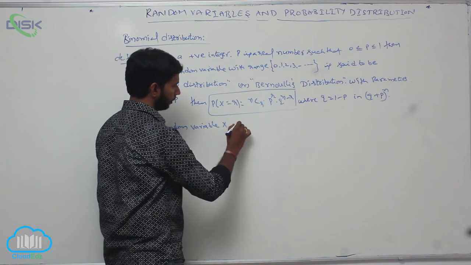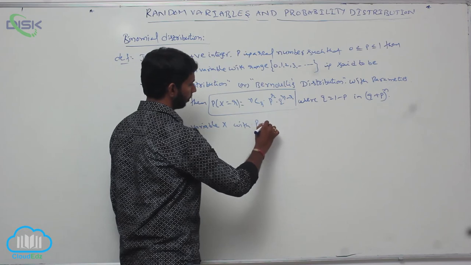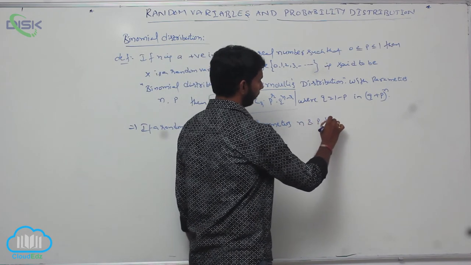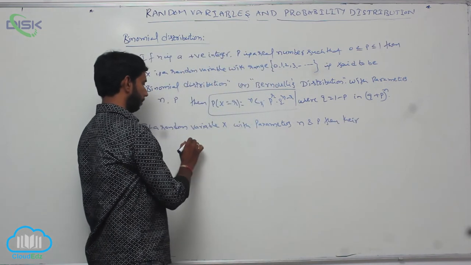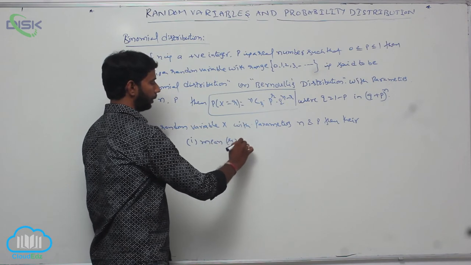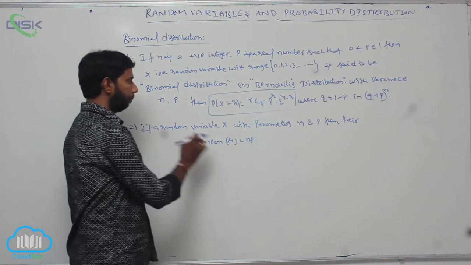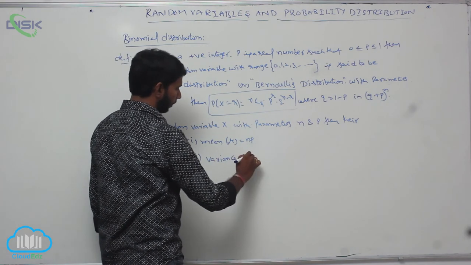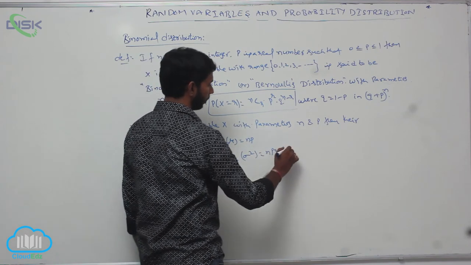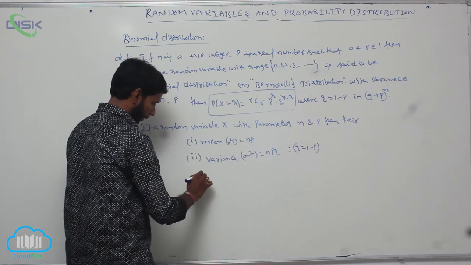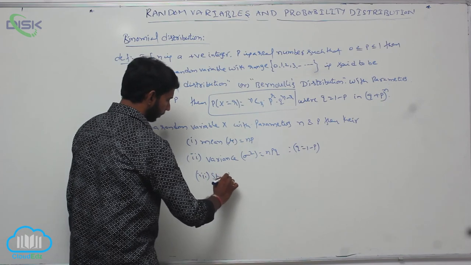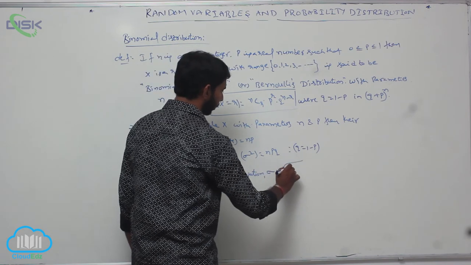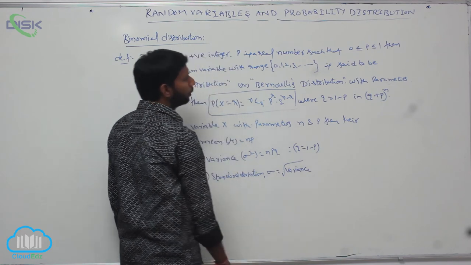If a random variable capital X has parameters small n and p, then their mean mu is equal to np, variance sigma square is equal to npq, where q is equal to 1 minus p, and standard deviation sigma is equal to square root of variance.